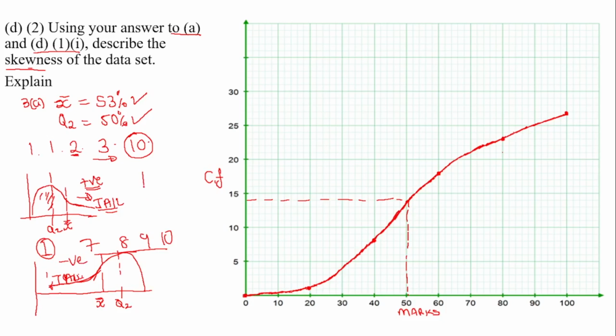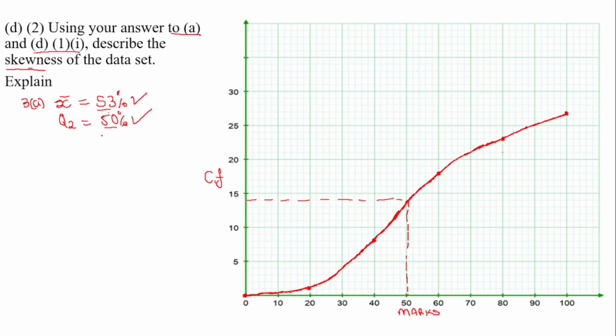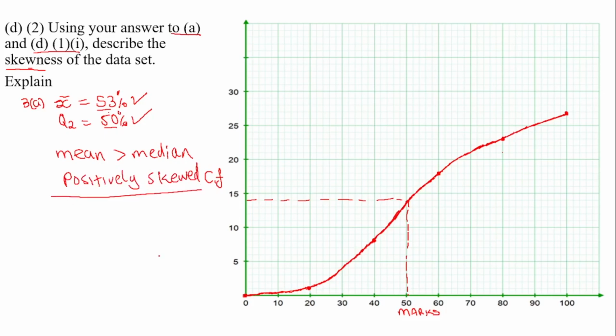And when the data is evenly distributed, like that, the mean and the median should be equal. If we check our mean and median, we can say the mean is greater than the median, so you can say the data is positively skewed. Or you can say skewed to the right.